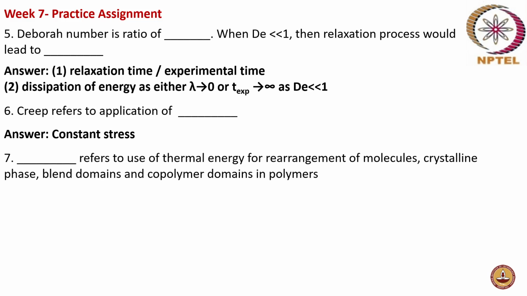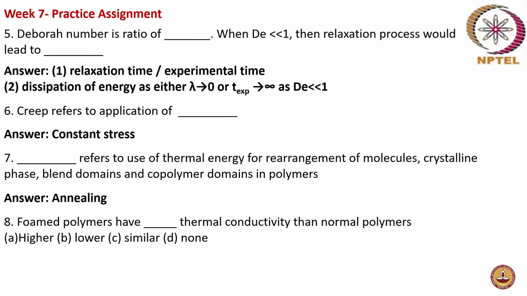Next, dash refers to use of thermal energy for rearrangement of molecules or crystalline phase, blend domains, and copolymer domains in polymers. So what is the process where they use thermal energy for rearrangement of molecules, crystalline phase, blend domains, or copolymer domains in polymers? This process is called annealing. Annealing is a process where they use thermal energy for rearrangement of molecules. The material is taken above the glass transition temperature, and then the rearrangement of molecules or crystalline phase or blend domains and copolymer domains is brought in.